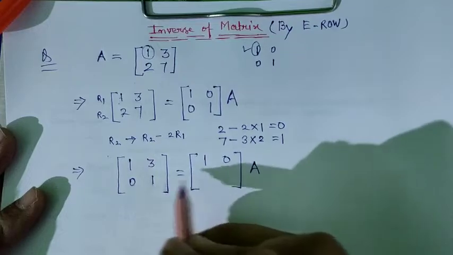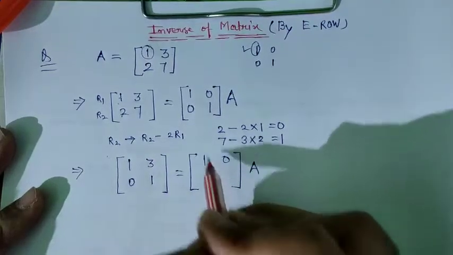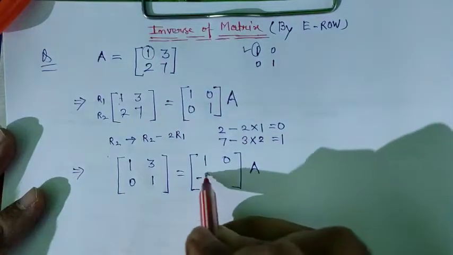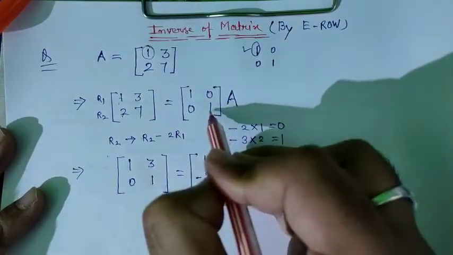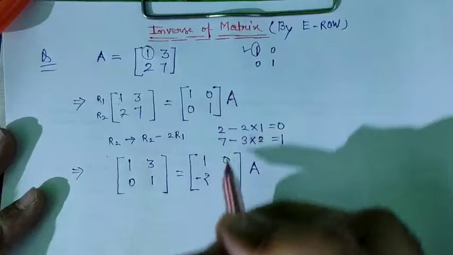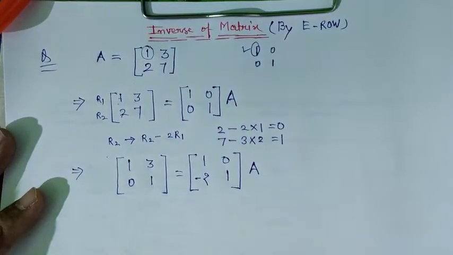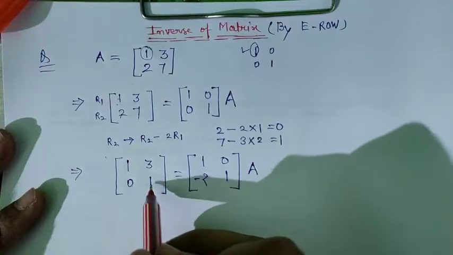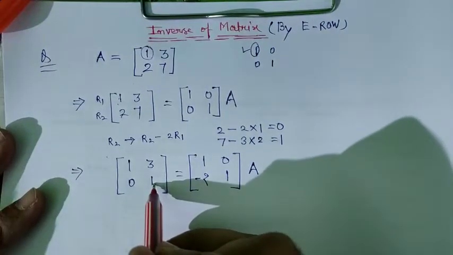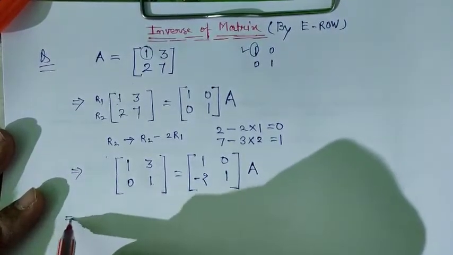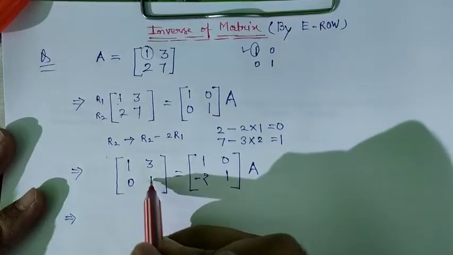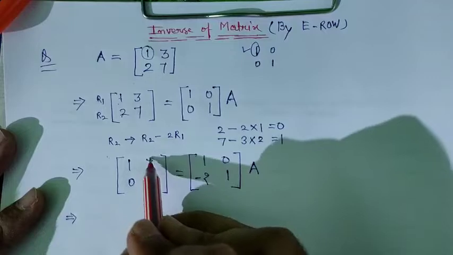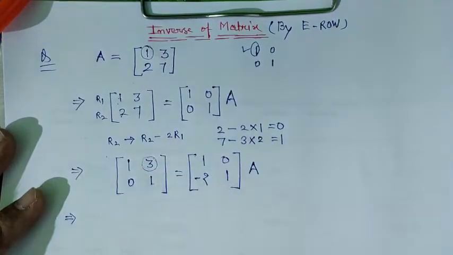The same way we have to do here also. 0 minus 2 into 1 means minus 2. 1 minus 2 into 0 will not affect, it will give you 1 only. Now our next target is to make this 1, it is already 1, so no need to change this. Now we have to convert this 3 into 0. This 3 will be our target now.